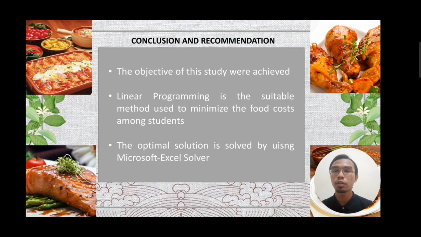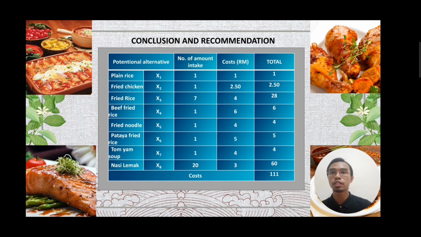For the conclusion and recommendation, the objective of this study was achieved. Linear programming is a suitable method to minimize the food cost among students, and the optimal solution is solved by using the Microsoft Excel solver. Okay, for the recommendation, the potential alternatives are all the types of food, which are plain rice, fried chicken, fried rice, beef fried rice, fried noodle, pattaya fried rice, tom yum soup, and nasi lemak. And the amount of intake is 1 for x1, 1 for x2, 7 for x3, 1 for x4, 1 for x5, 1 for x6, 1 for x7, and lastly 20 for x8.